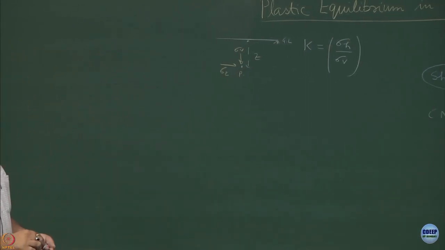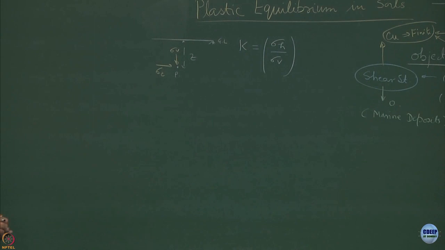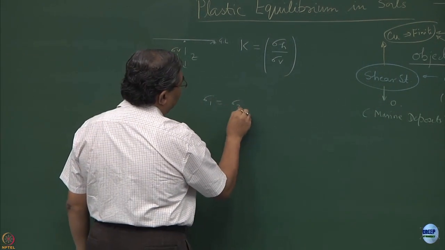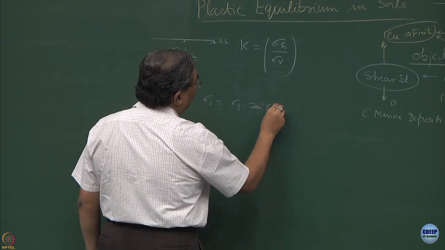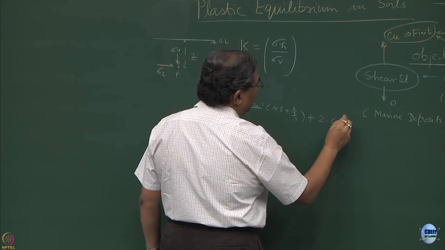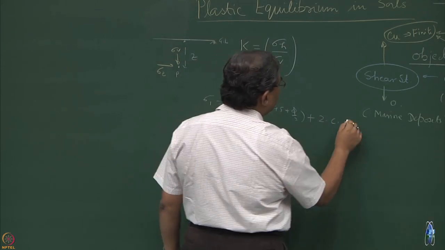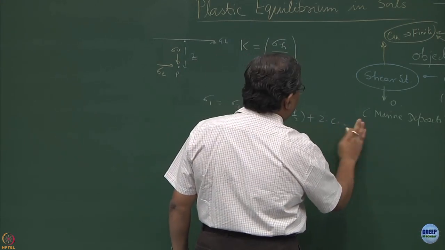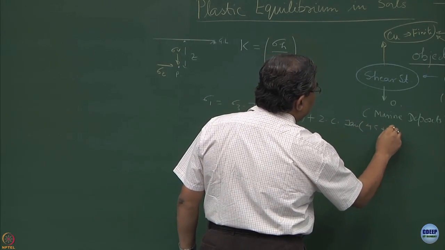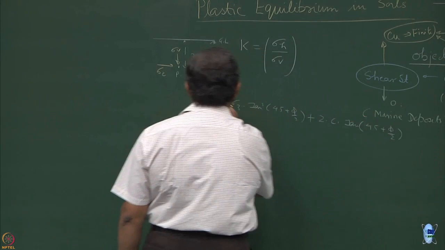All right. What I have done is, I have defined this also: sigma 1 equals sigma 3 tan square (45 plus phi by 2), plus 2c tan (45 plus phi by 2). This we derived some time back using the Mohr circle.